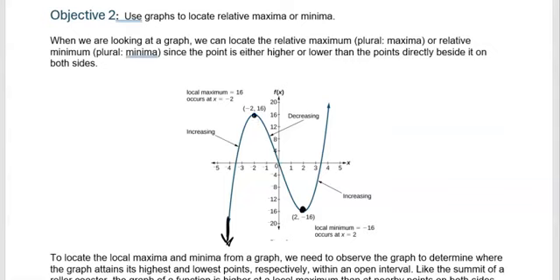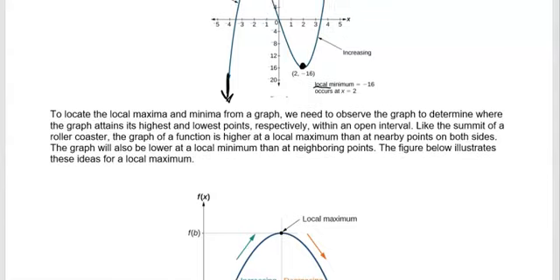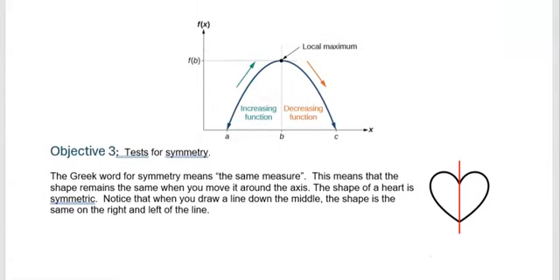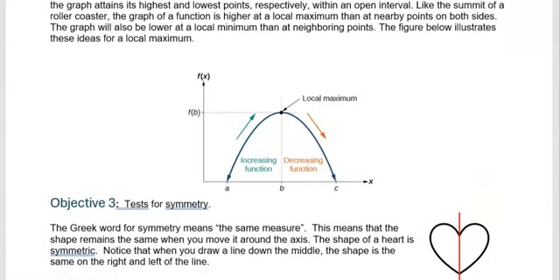If it peaks or if it bottoms out, then we call it a relative or a local. These are the same thing. Relative and local, same thing. So the local minimum is the y value, and it happens when x is 2. The local max is the y value, and it happens when x is negative 2. Pretty straightforward. Moving on.